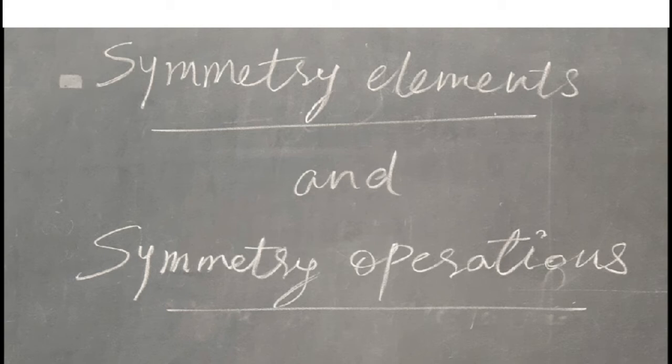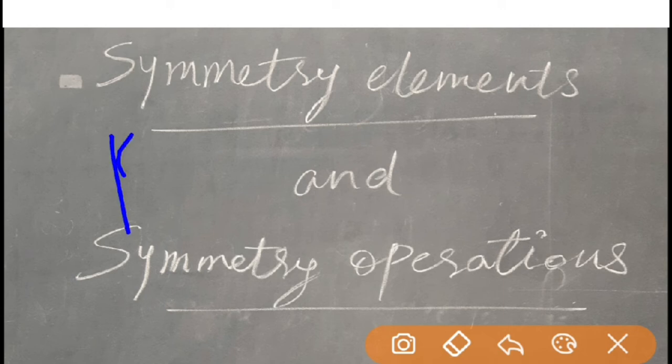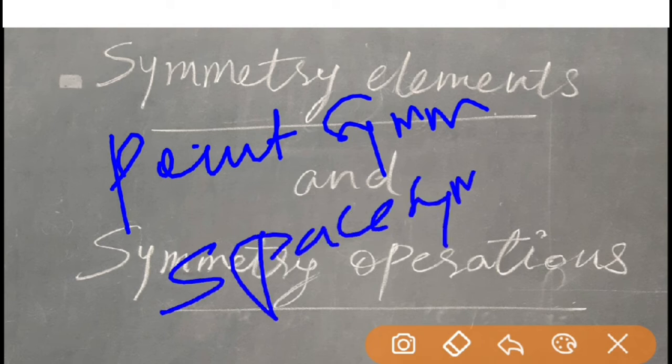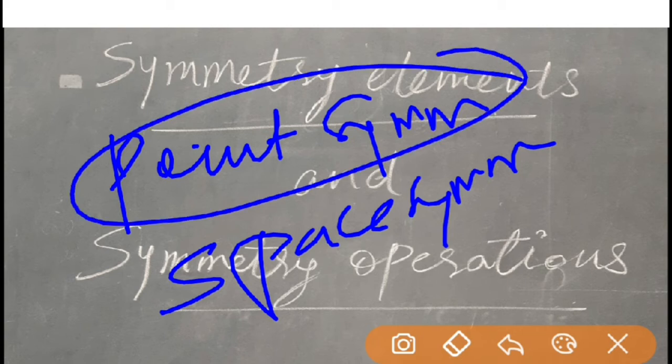Is it clear? That's about your symmetry elements and symmetry operations. Now, one more point I would like to specify here is, basically there are two types of symmetries. One symmetry is called point symmetry and the other is called space symmetry. Just try to understand the difference between both of them. However, in your portion, you are just going to consider the details about point symmetry.